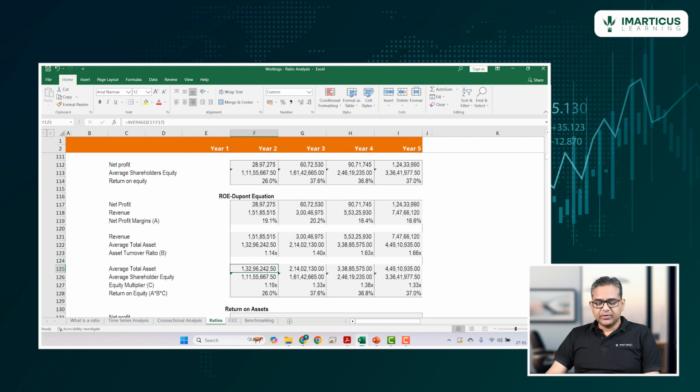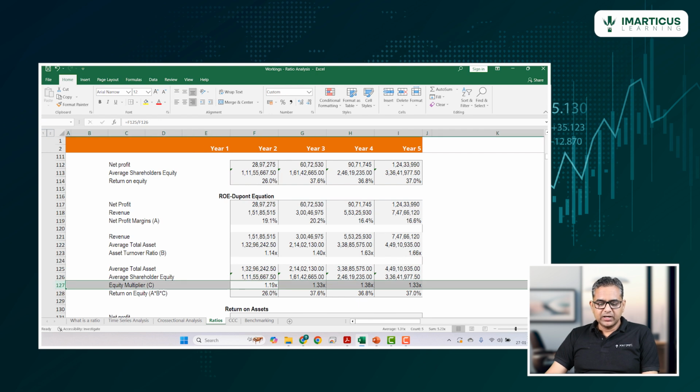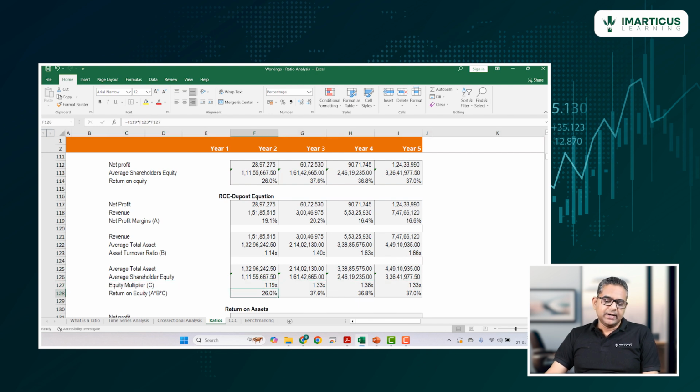Now we are seeing ROE is going up, but Dupont analysis can now tell us why ROE is going up. Is it because of net profit margins? No, net profit margins have in fact gone down. Is it because of asset turnover ratio? Yes. Is it because of equity multiplier? Yes. So the major components of ROE going up are higher asset turnover ratio and higher equity multiplier.